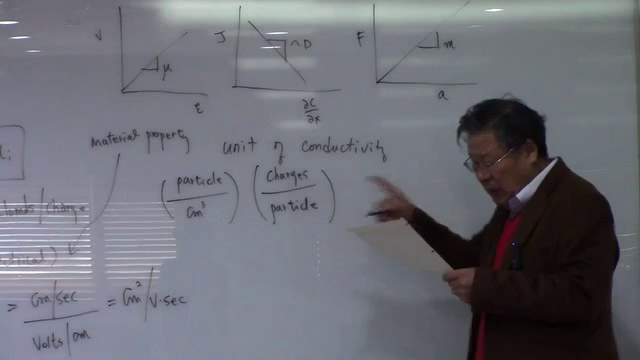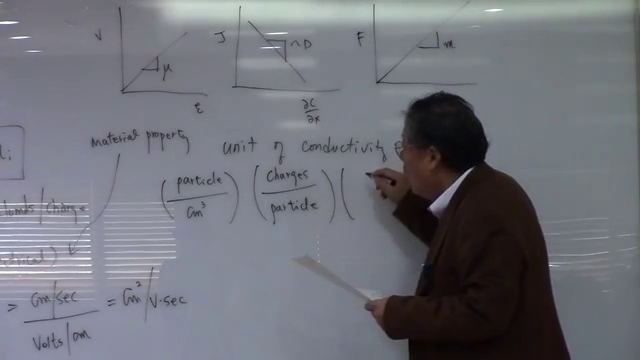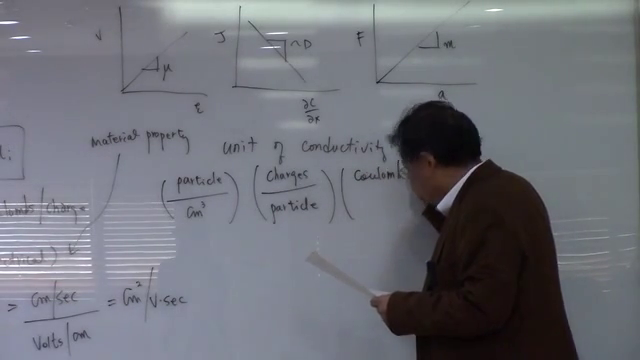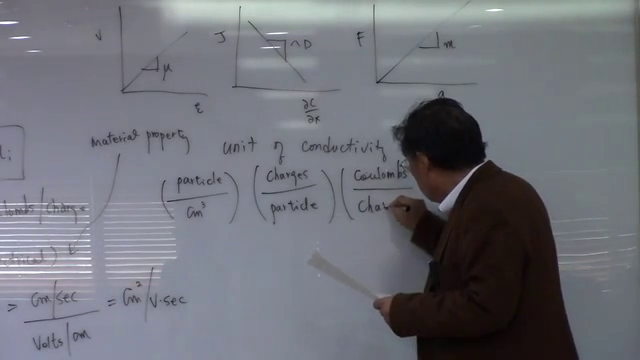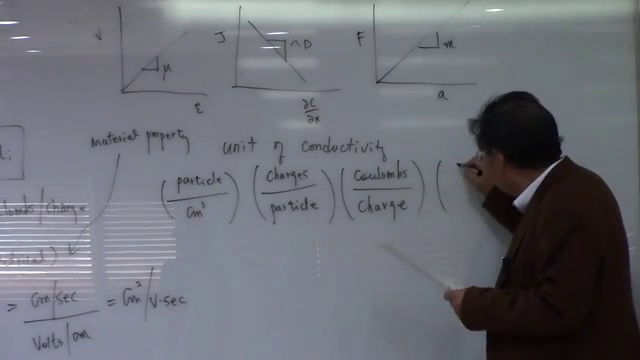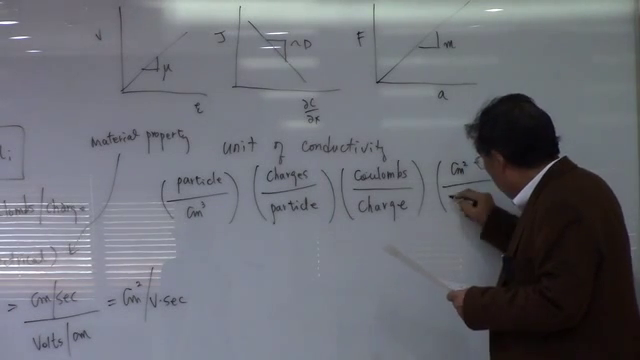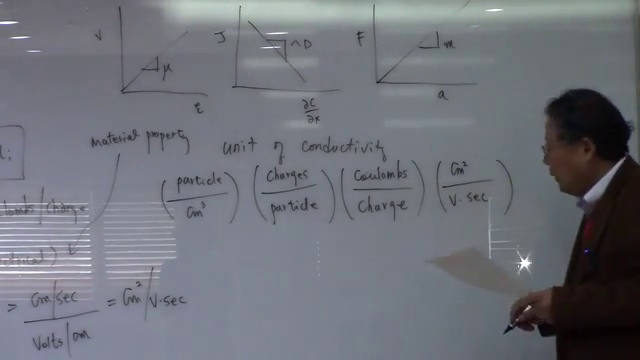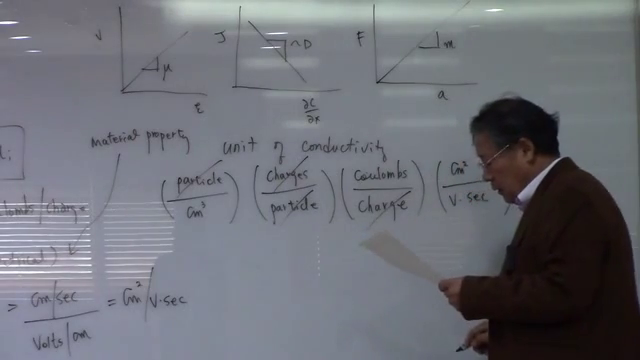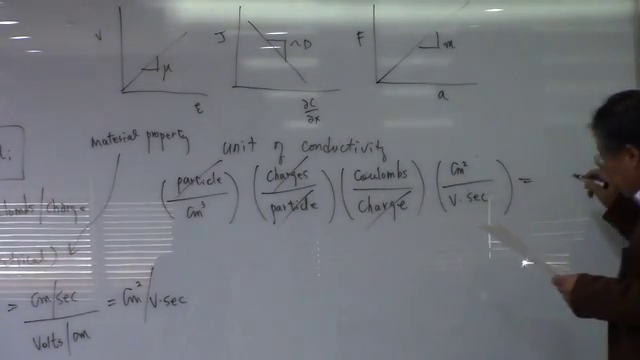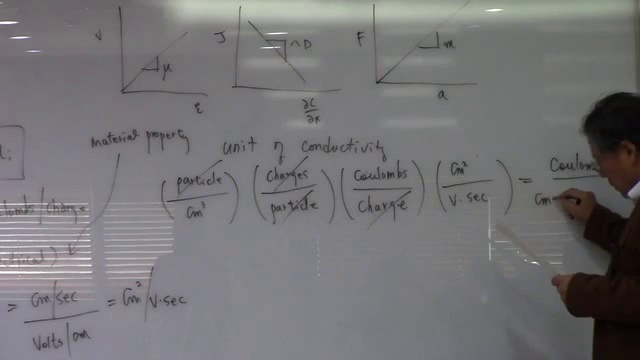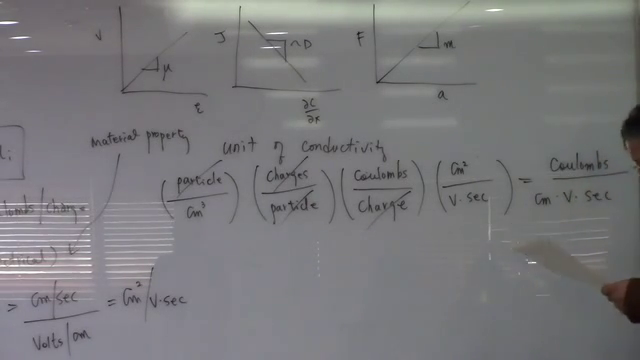That is the Z in there. And then the charges, that is the coulombs per charge. That is the Q there. And the mobility here, as we have discussed, is centimeter square per volt sec. Okay? And the particle, the charges, then this ends up with the coulombs per centimeter volt sec. Okay?